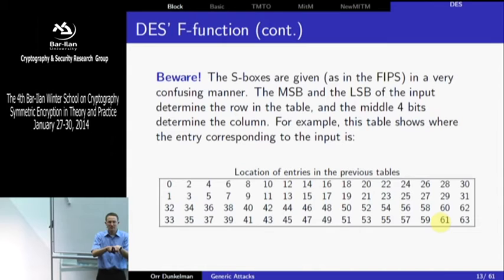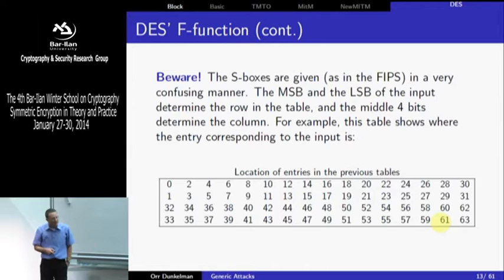The 4 middle bits select the column. So it's a weird system. If you don't want to start looking at bits, here is the index, 0, 1, 2, 3, up to 31, 32, 33, etc. So these are the S-boxes.